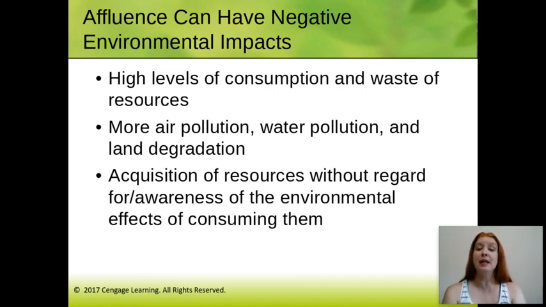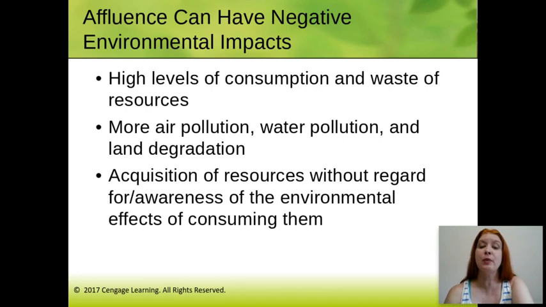Affluence can have both negative and positive environmental impacts. So affluence, once again, is money, how much money you have. Rich people. So high levels of consumption and waste of resources. And I mentioned that in the last video as well. More air pollution, more water pollution, and more land degradation. If they want to go to Paris for lunch, they fly to Paris for lunch. That's a lot of use of things. If they want to knock down a forest to build a 3rd tennis court, they knock down a forest to build a 3rd tennis court.